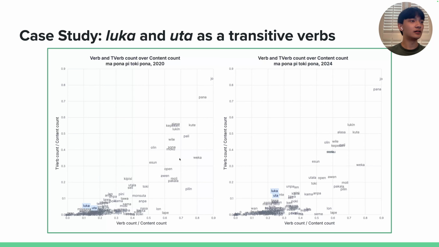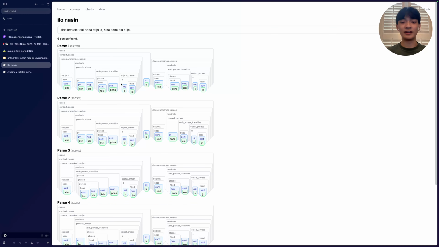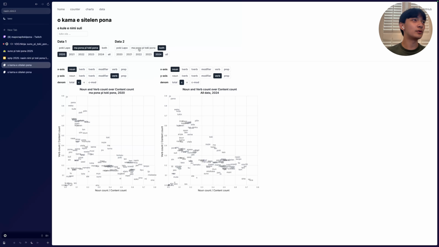And yeah, on this Ilonasin page that I sent out a little bit ago, you can also go to this charts page and make your own versions of these charts. So let's say I want to look at Mapona data from 2020 and 2024, and I want to highlight the word pu. Oh, this is interesting. Pu is right here in the 2020 data, and it's right here in the 2024 data.